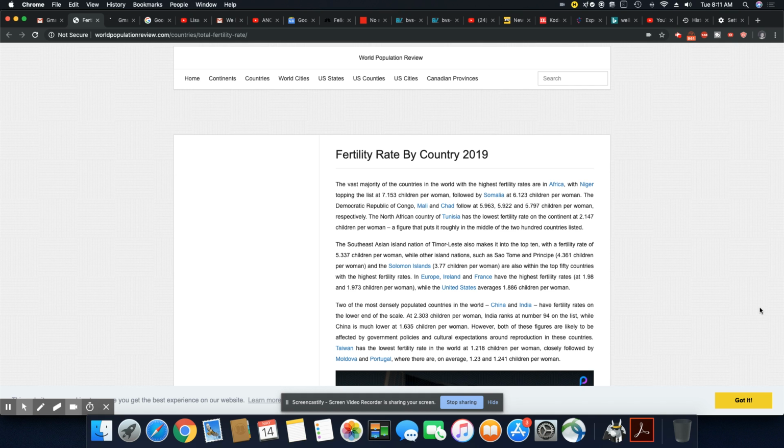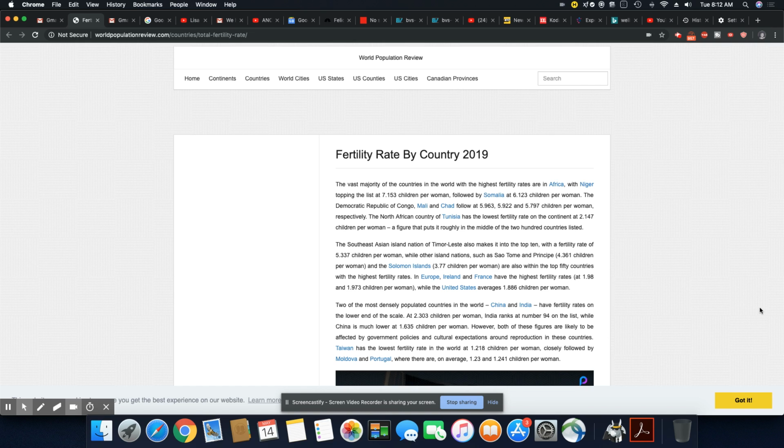There's a review of the world fertility rate that came out for 2019, and this came out on worldpopulationreview.com, and it breaks down all of the nations around the world so you can see where there is a population boom or a population decline.